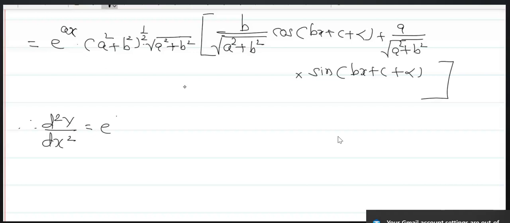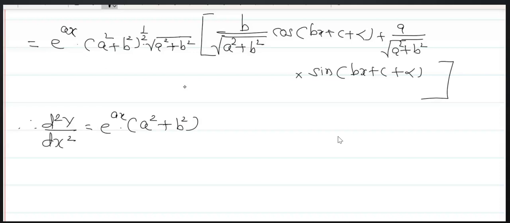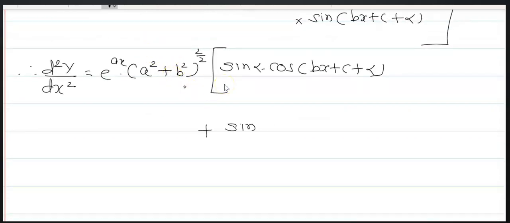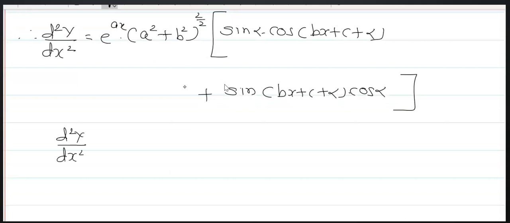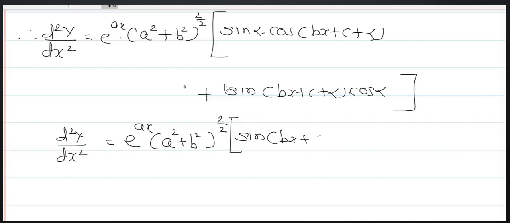Therefore d2y by dx square is equal to e raised to x in bracket a square plus b square raised to 2 upon 2, that is 1 upon 2 plus 1 upon 2, in bracket sine of alpha into cos of bx plus c plus alpha, plus sine of bx plus c plus alpha into cos of alpha. That is, d2y by dx square is equal to e raised to x in bracket a square plus b square raised to 2 upon 2. And this is nothing but the expansion of sine of bx plus c plus 2 alpha.